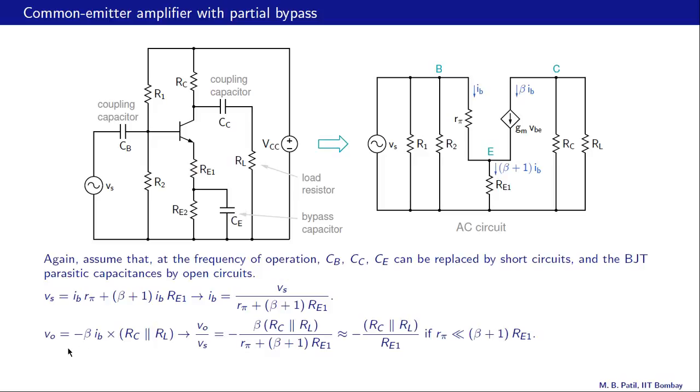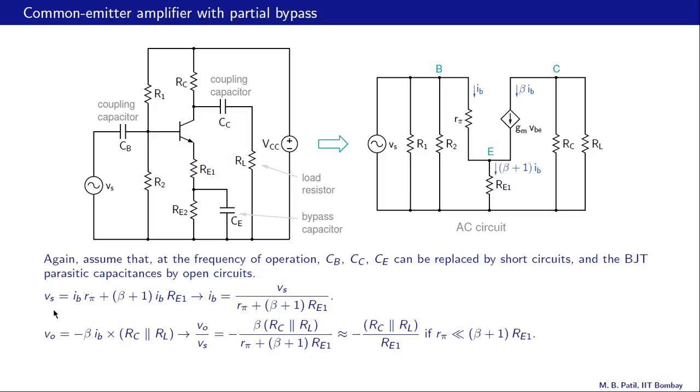What about the output voltage? The output voltage is the voltage at the collector node, and this current here is beta times IB. That beta times IB is going through this parallel combination of RC and RL. Therefore this voltage drop is beta IB times RC parallel RL, but because the current is going in that direction, it will come with a negative sign, and that is what we have over here. VO is minus beta IB times RC parallel RL.